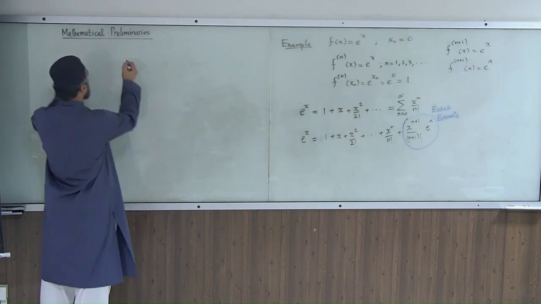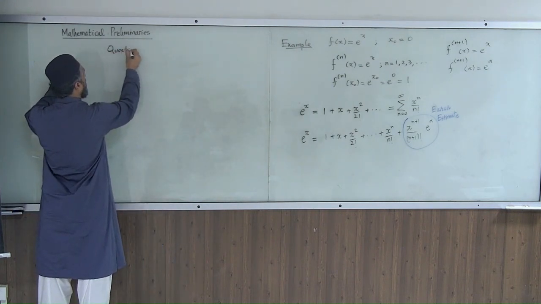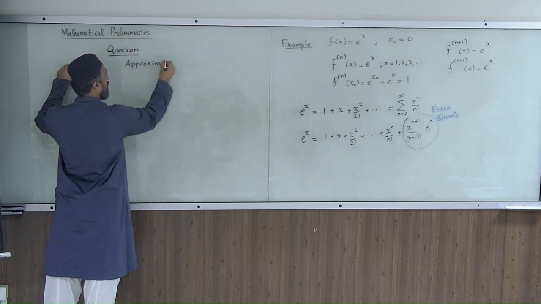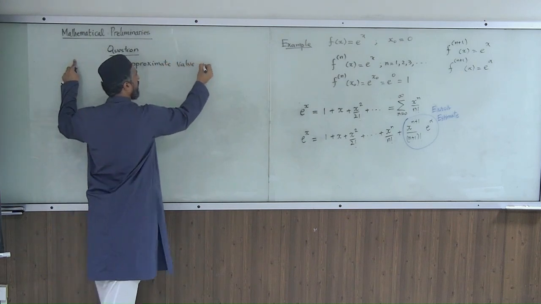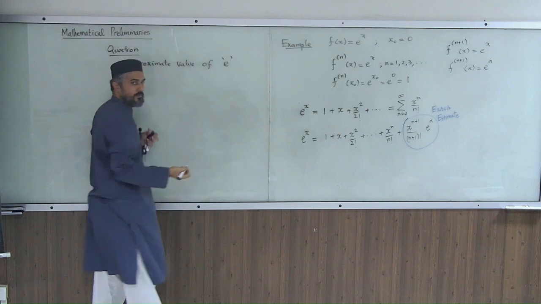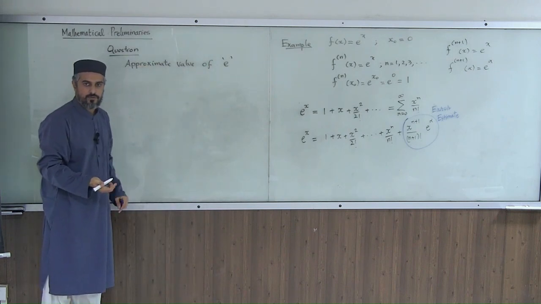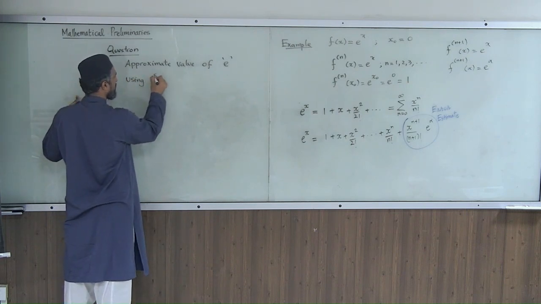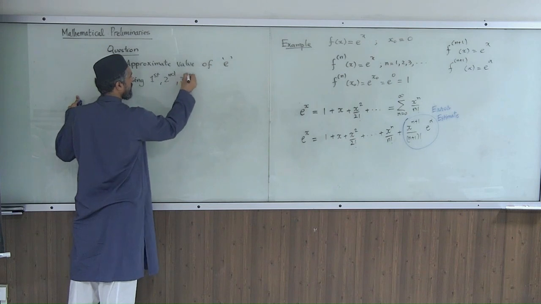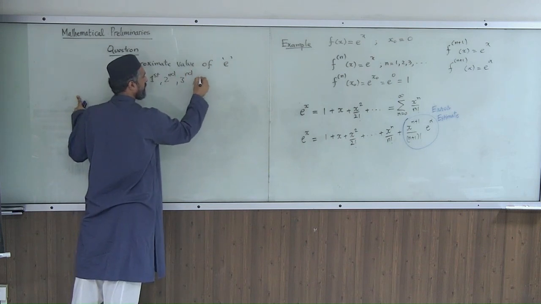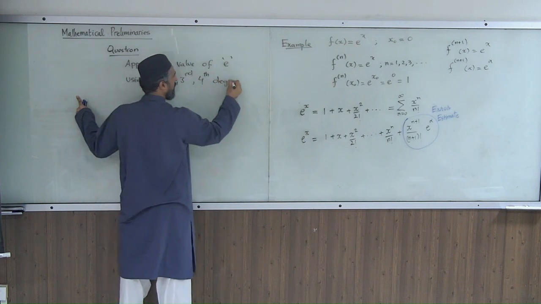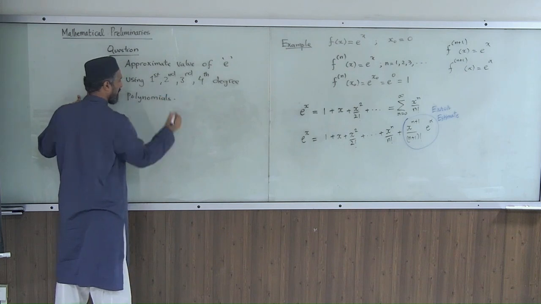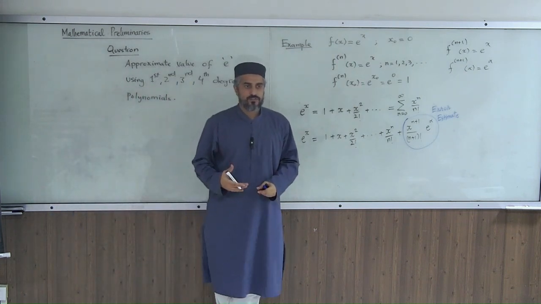So let me write a question which is: approximate the value of e, which is a number, e to the power 1, using first, second, third, fourth degree polynomials. Okay, let's try to approximate the value of e.